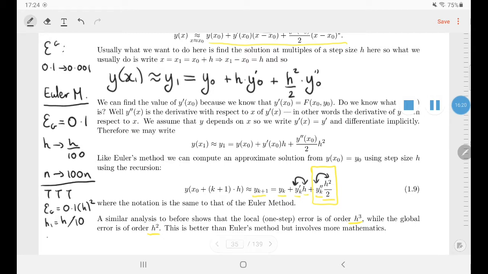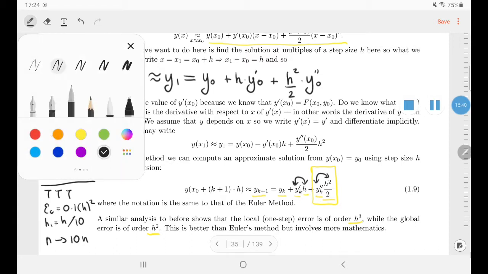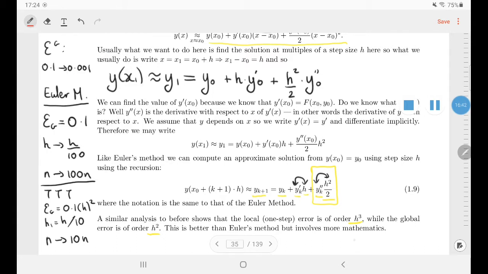And that means that the number of calculations is only multiplied by 10. So with the increase in accuracy of the three-term Taylor, to get basically 100 times better, you only need 10 times more calculations. So it's way better. Now the problem with the three-term Taylor method is it involves more mathematics, the implicit differentiation, and that can get worse again if the thing is hard to differentiate or whatever.